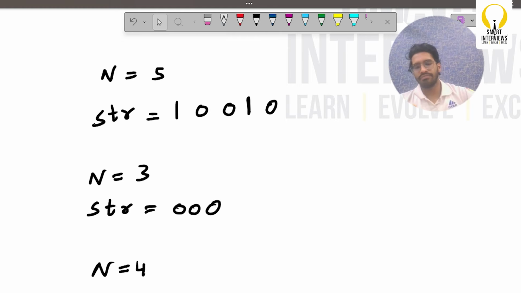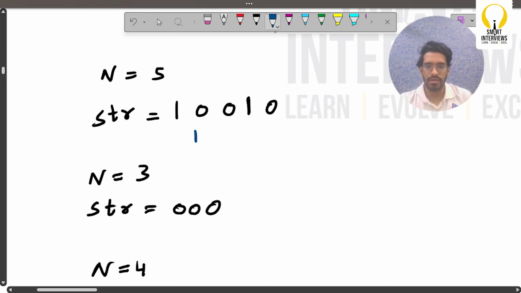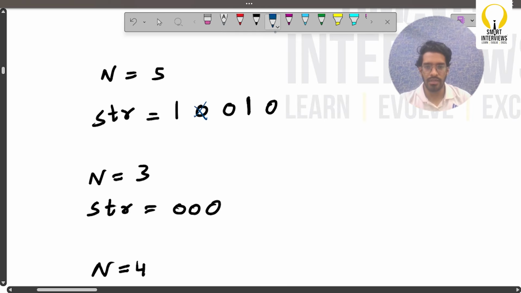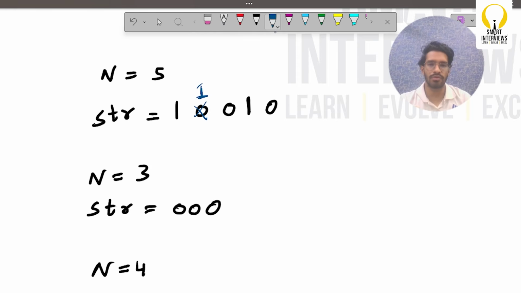Now, if you can see in the problem statement, they have told us that 1 is a wolf and 0 is a bird. So if there is a wolf present at the xth position, it will eat the bird which is present at the x plus 1th position. So basically it will eat up this bird and the wolf will move to this position.